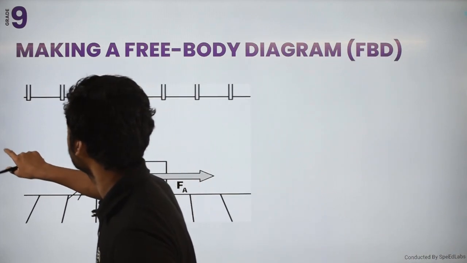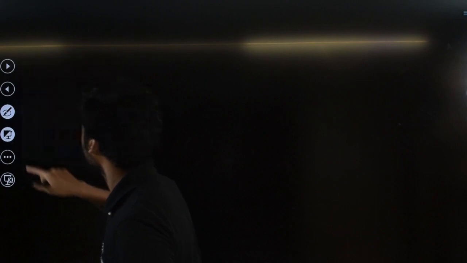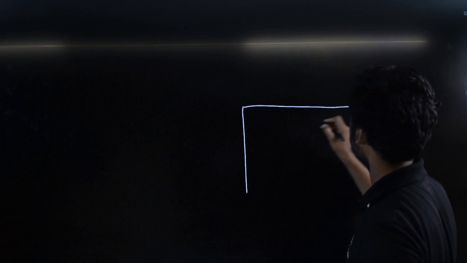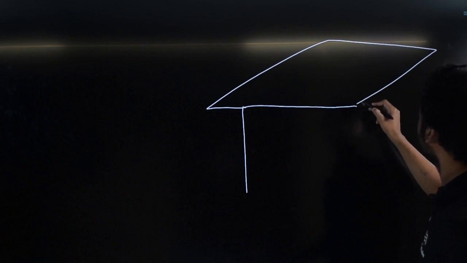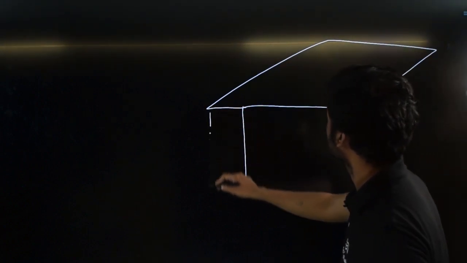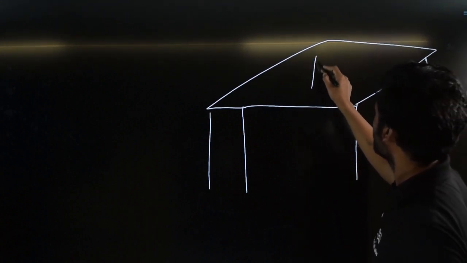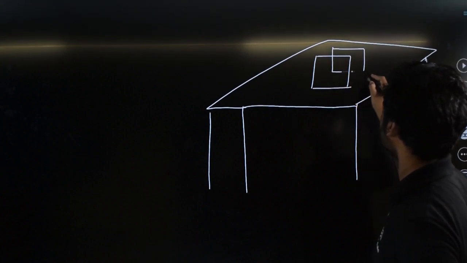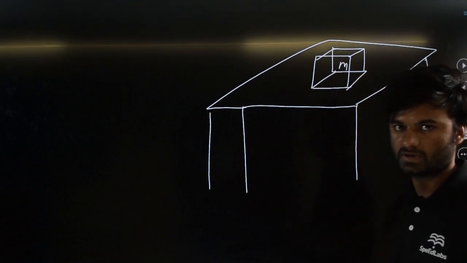Before this, let me give you a very basic example so that you can understand. Here let us consider a table. This is a table, let's say. And let us say a block of mass m is kept on this table.